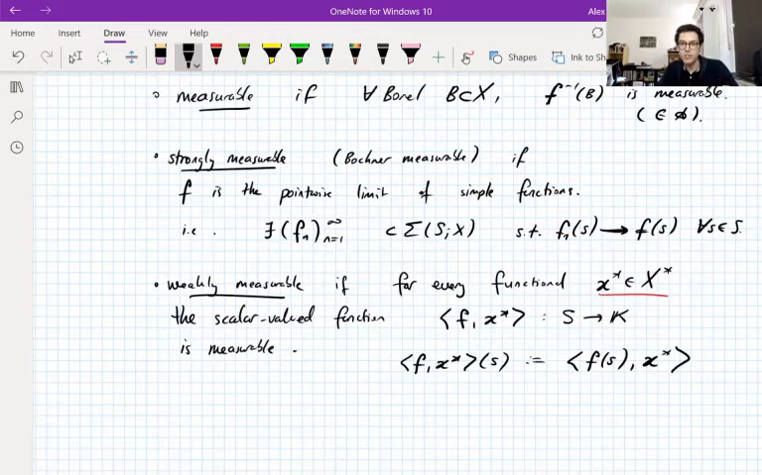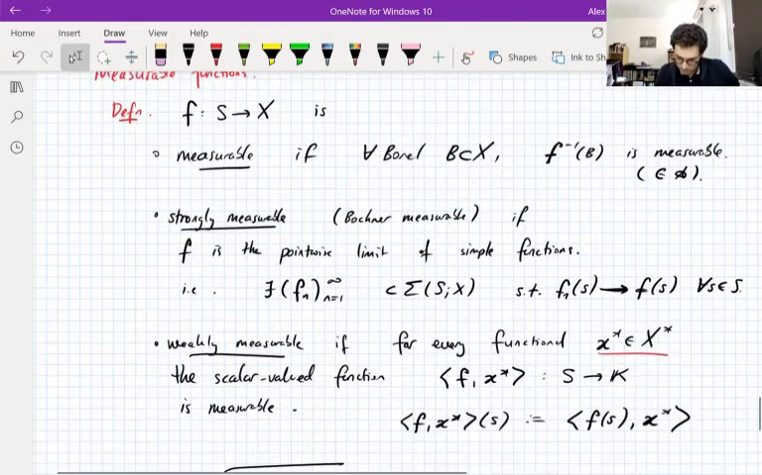So a weak version of a property is a property that holds when you test against every functional. Basically, for every property you can define on scalar valued things, you can define a corresponding weak version on Banach valued things by testing against functionals. This idea is going to come up over and over again. So, yeah. Okay, that's all the measurability.